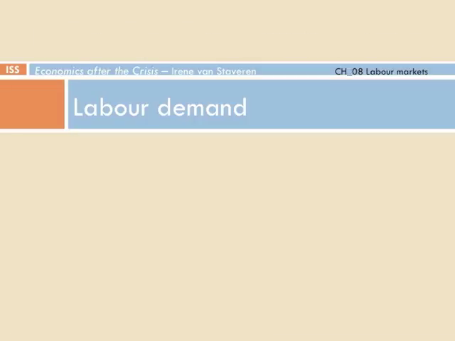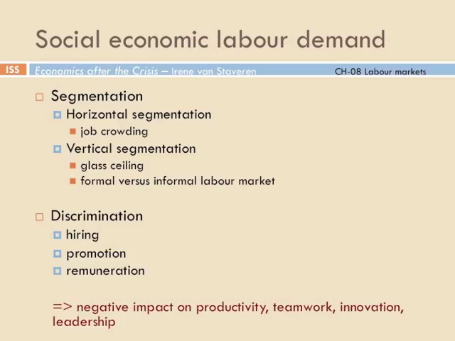Now we move to the various theoretical explanations and examples of labor demand. In social economics, we analyze labor demand with two important concepts: segmentation of the labor market and discrimination in the labor market.